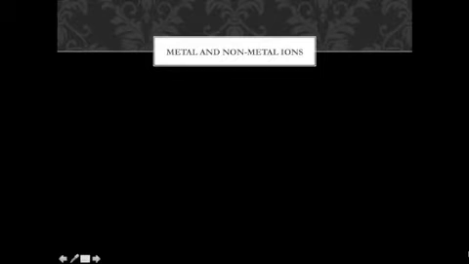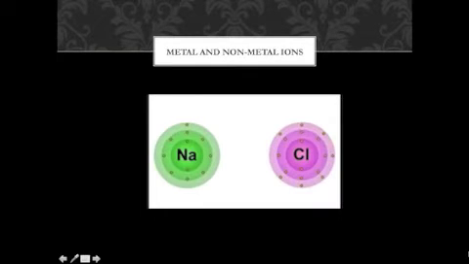For example, sodium, which is a metal, when reacting with chlorine, which is a nonmetal, would lose an electron, and chlorine would gain one. Chlorine receives one electron from sodium, completing its outer shell, and this also results in sodium having a full outer shell. This makes sodium a positive ion, or a cation, and chlorine a negative ion, or an anion.